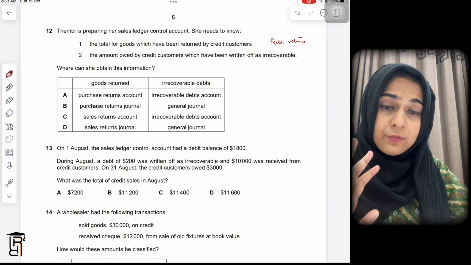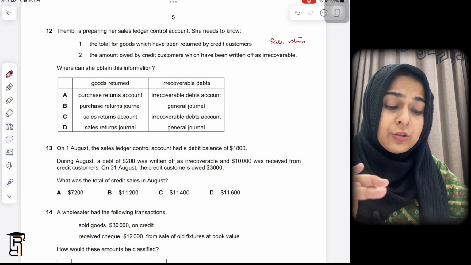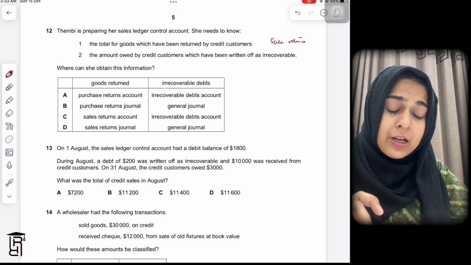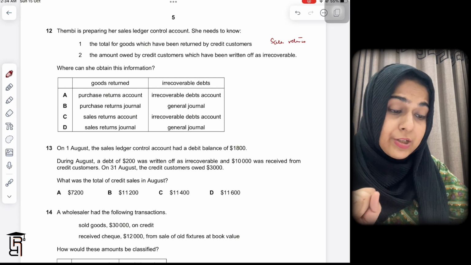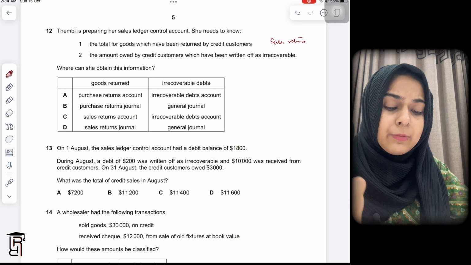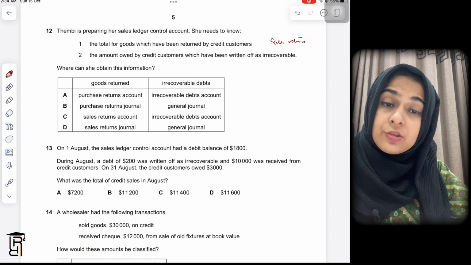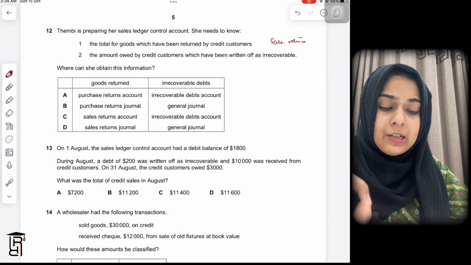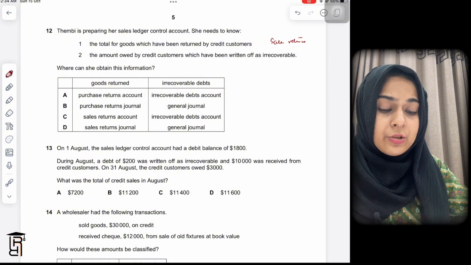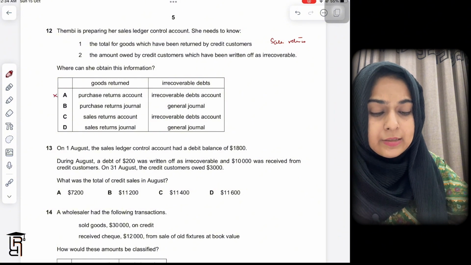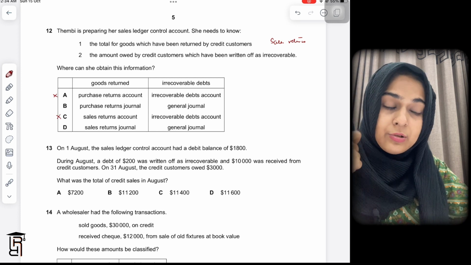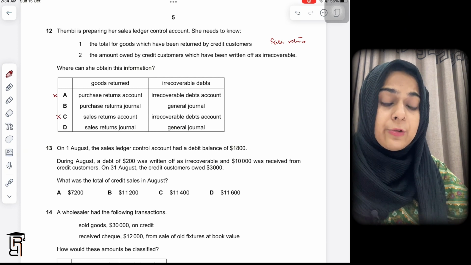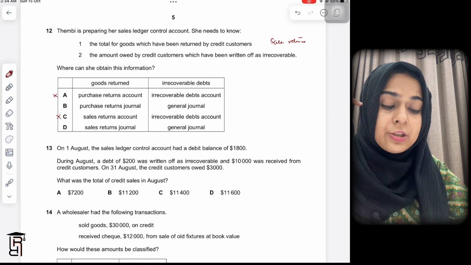Basically all the information that you record in the control accounts comes from the books of prime entry. So the sales returns will basically come from the sales returns journal. The account is a T account. The journal is basically the book of prime entry. So your answer cannot be A and C, that is for sure, because the account is a T account. You never use the T account for making the sales ledger control account.